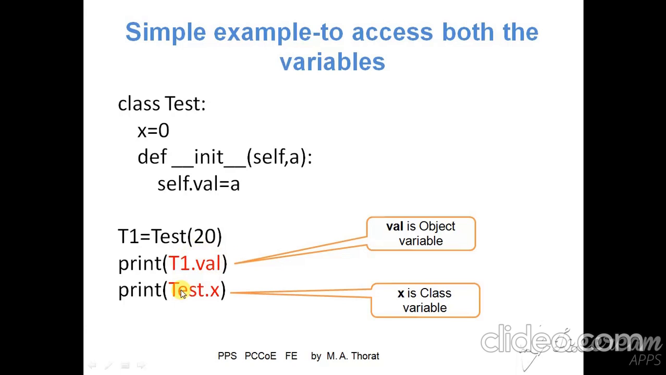Next we want to display the value of class variable. To access the class variable value we have to write the class name. The class name is Test dot class variable name, which is x. So this will display the value of class variable. This is the simple syntax to access the class variable and object variable.